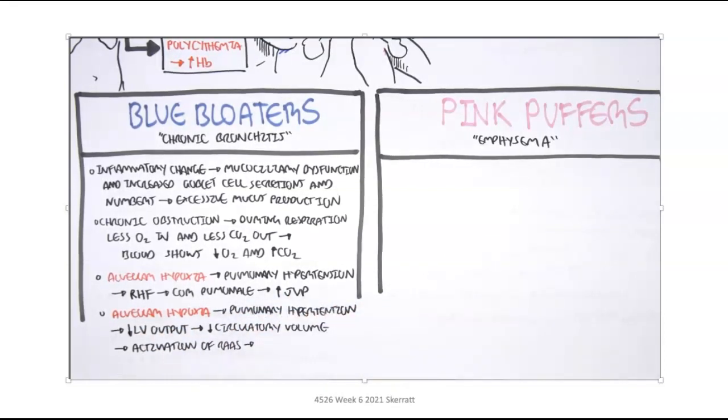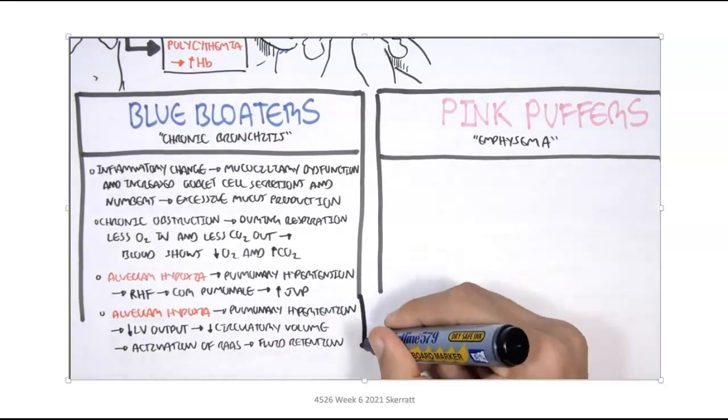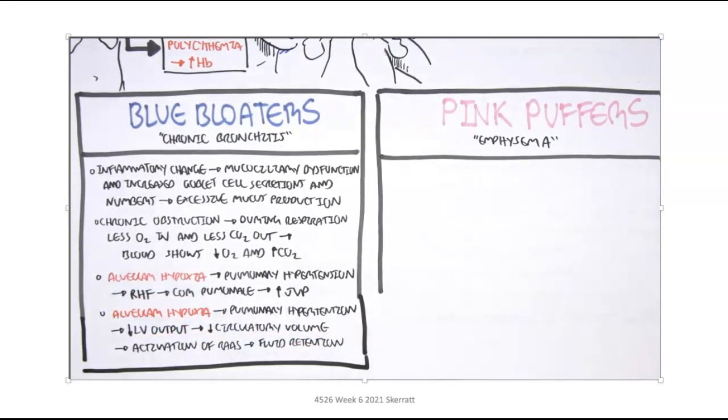Now, a decrease in circulatory volume results in the activation of the renin-angiotensin-aldosterone system, which causes more fluid retention, despite still having fluid piling up in the lungs. And of course, this is in more severe cases. So I hope that all made sense.